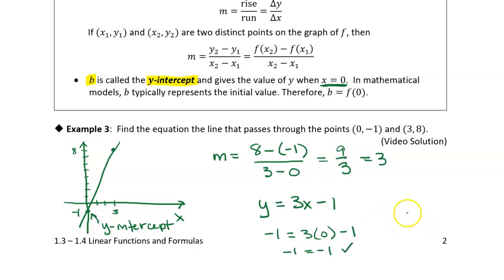All right, we could also check the other point. When x is equal to 3, y should be equal to 8. So 3 times 3 minus 1, right? So we get 8 equals 8. And it's a true statement, so it checks out. So that's one way to check. If you're not sure you've got the right equation for the line, just put in the 2 points that you used to write the equation and make sure that they actually work.